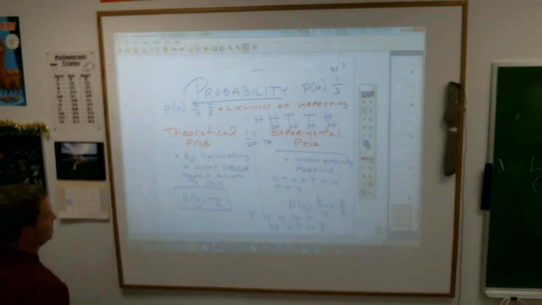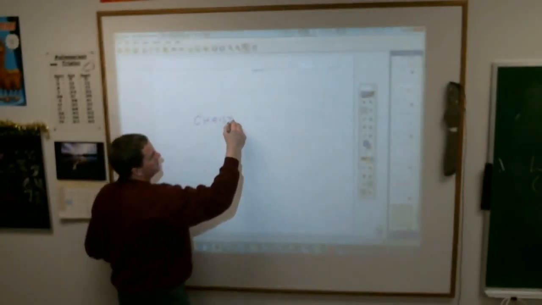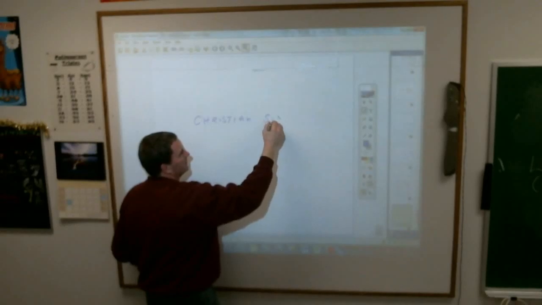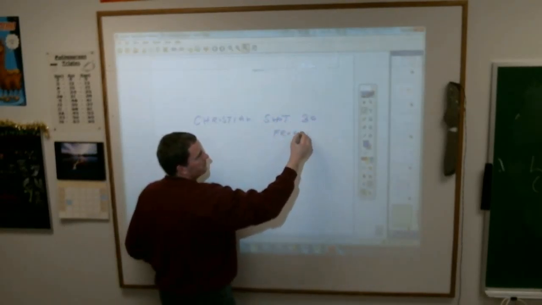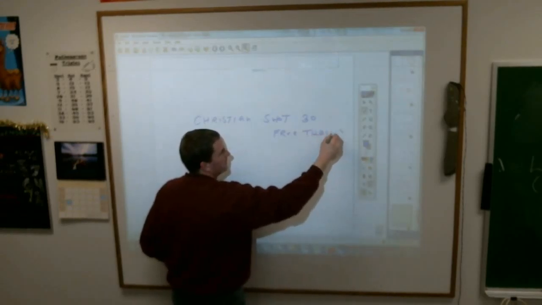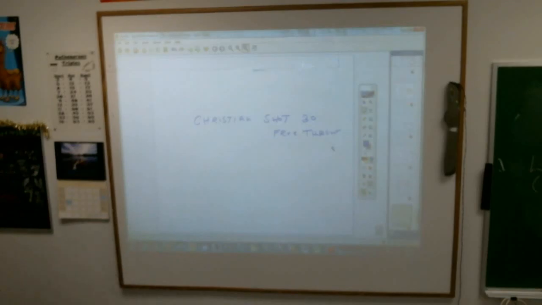A case in point of that would be if Christian shot 30 free throws. Oh yeah, it's right in that closet there. You'll see it's in an orange, black case kind of thing. No, he made 13.